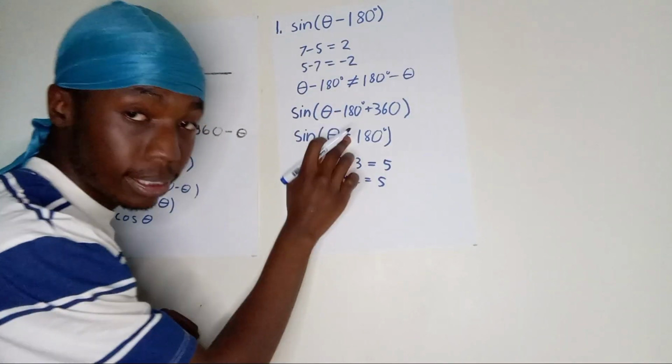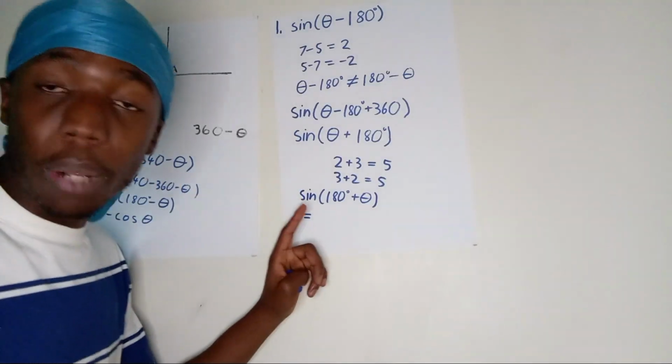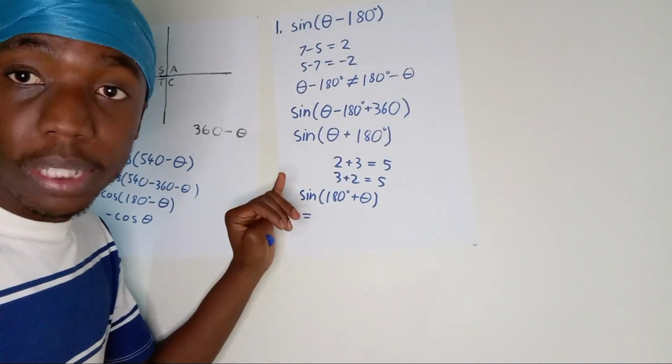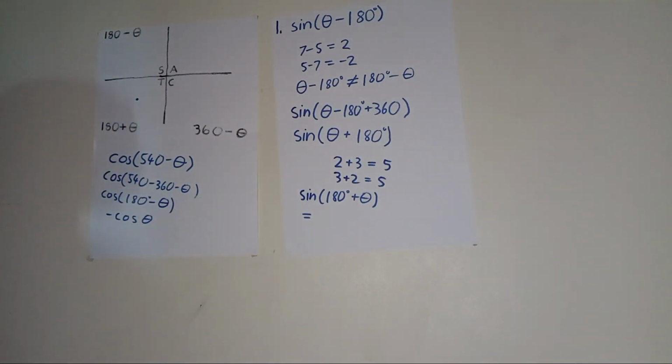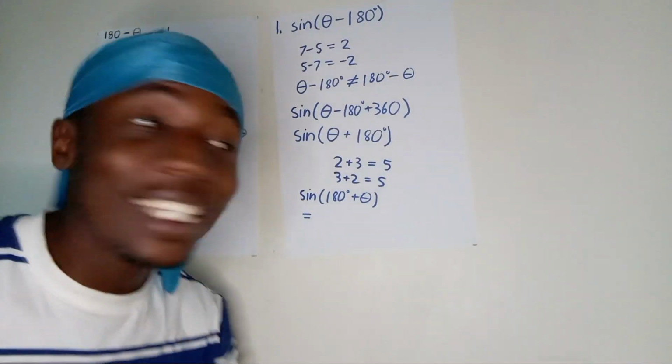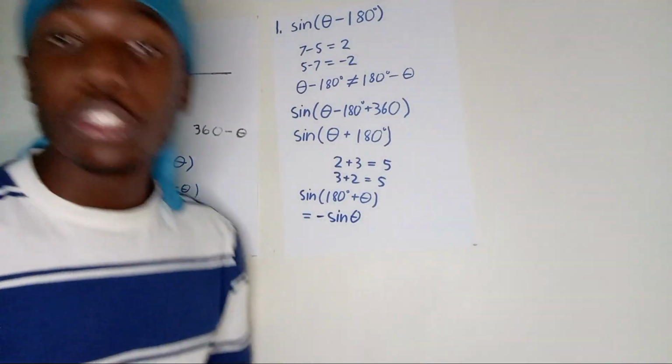Now, going back to this, let's rearrange it and make it sine(180 plus theta). Is sine negative or positive in the third quadrant? Look at your cos diagram and tell me. It is gonna be negative. Okay, let's do another example.